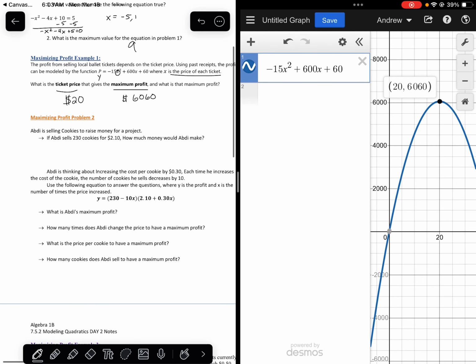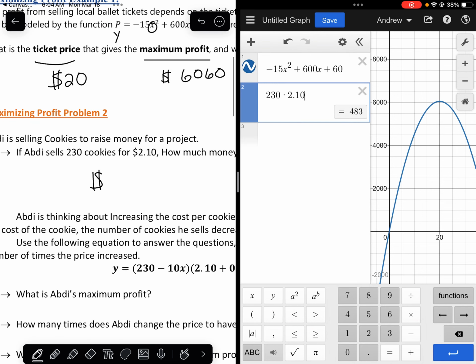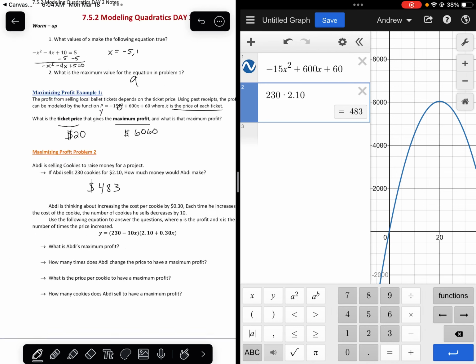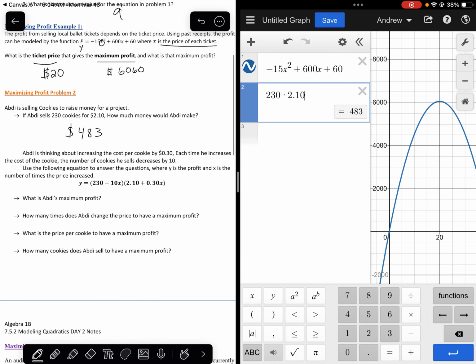Problem number 2. Abdi is selling cookies to raise money for a project. If Abdi sells 230 cookies for $2.10, how much would Abdi make? So 230 times $2.10 tells us that he would make $483. Now, Abdi is thinking about increasing the cost per cookie by 30 cents. Each time he increases the cost of the cookie, the number of cookies he sells decreases by 10. What he's saying is if he increases the cost, less people want it, right? 10 less people. However, does the increase in cost increase his profit?